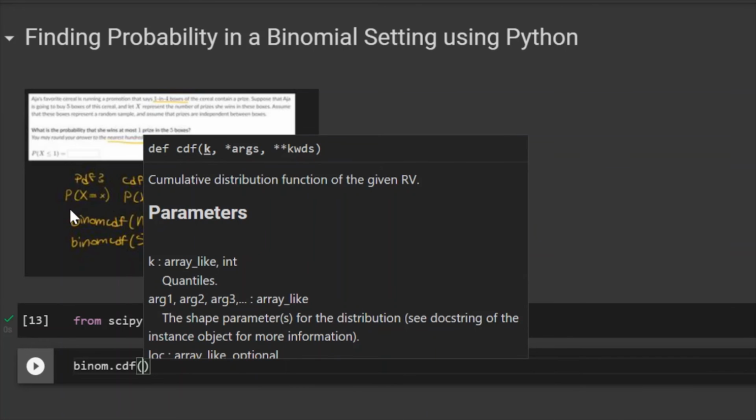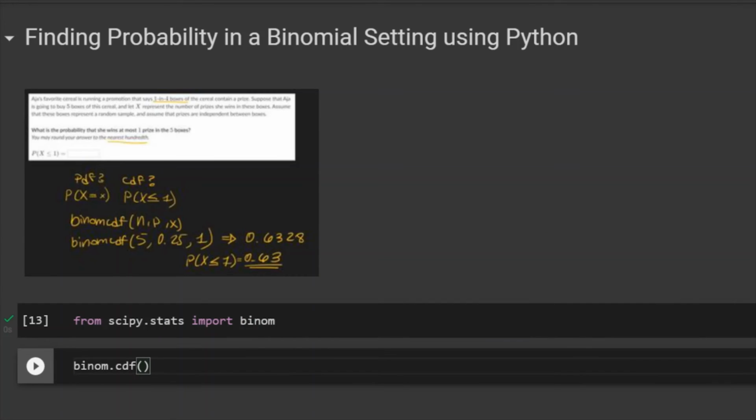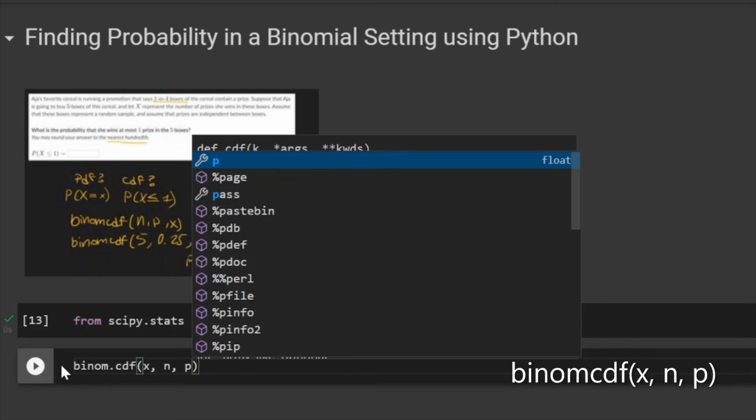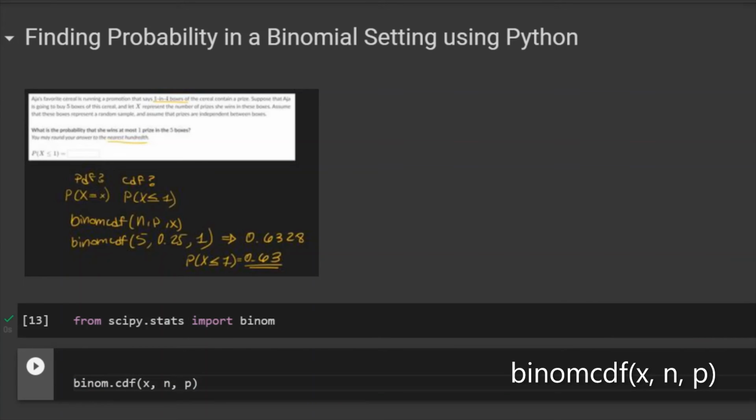Now if you remember, the format was N, P, X. So we had our number of trials, our probability, and then our X value. But in Python, it's actually different. It's X, N, P. So you're going to have your X, your N, and then your P. But what I like to do is define my variables before. Our X, as we defined before, was 1. So we want to find the probability that the number of prizes she earns is less than or equal to 1. So 1 is our X value.